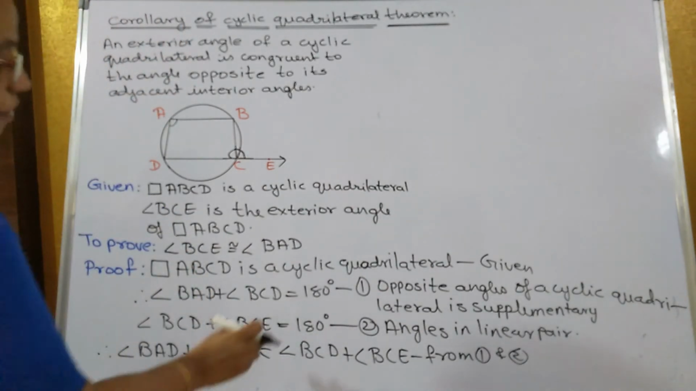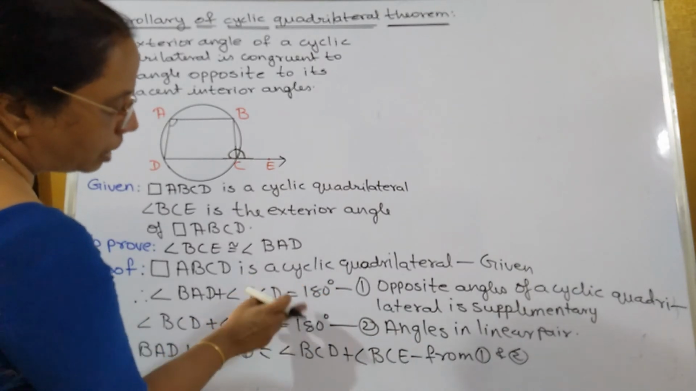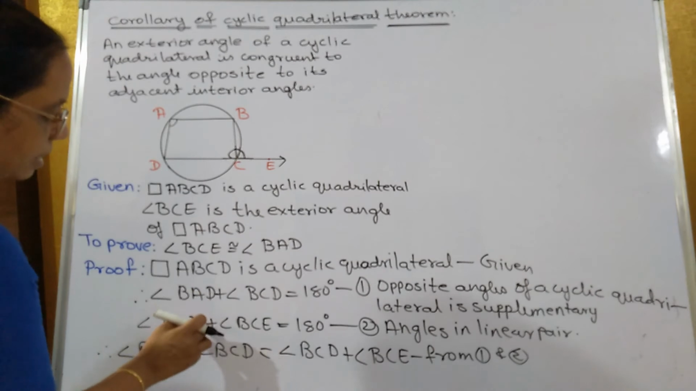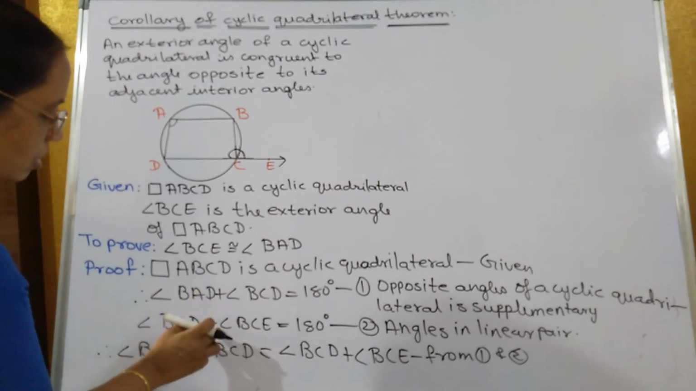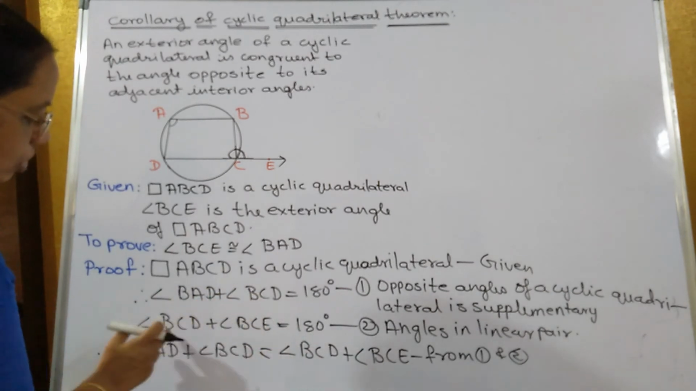So from this 1 and 2 what we get? Right hand side both are equal, both are 180 degree. Therefore left hand side also has to be equal. So this also has to be equal. Therefore BAD plus BCD is equal to BCD plus BCE.